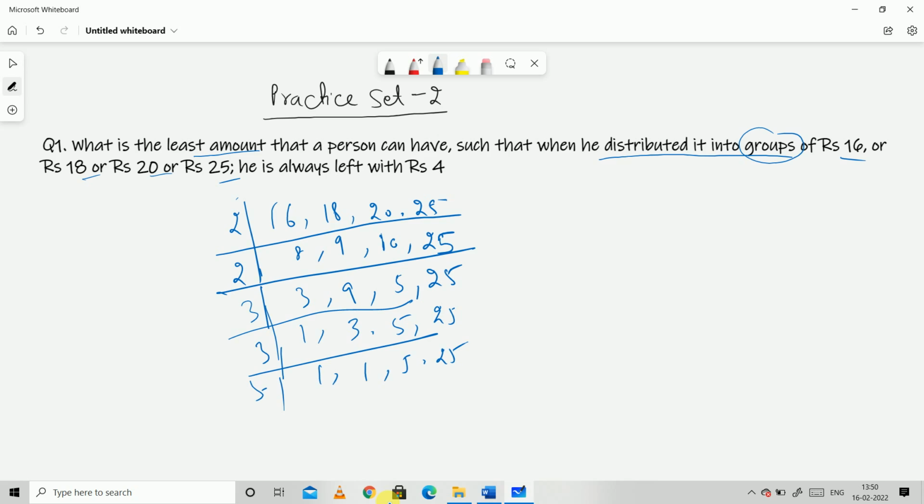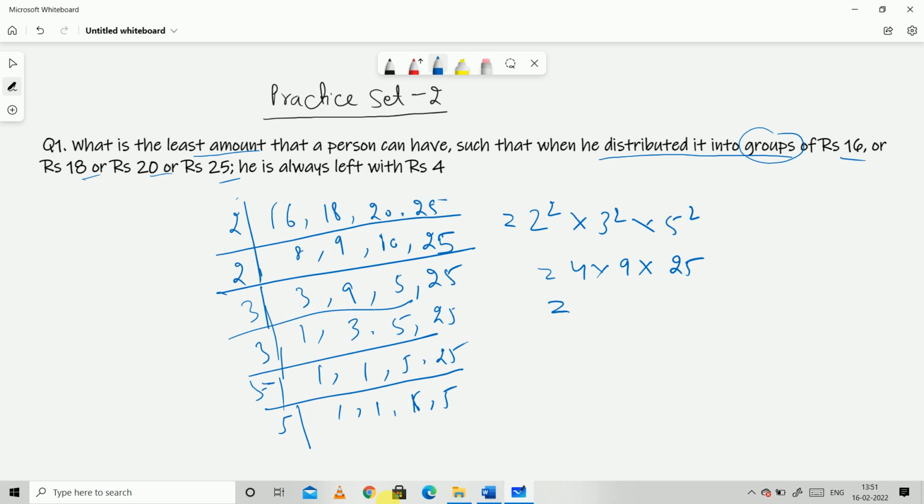At last you will have 5 and again 1 more 5. Okay, this last 5 is going to cancel out all these. We'll get all ones. So what is my LCM? 2 into 2 square into 3 square into 5 square. Okay, that is 4 into 9 into 25. So what is the LCM? 9 4s are 36 into 25 we have.